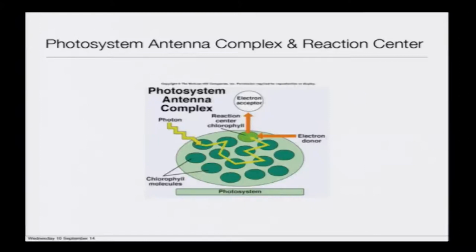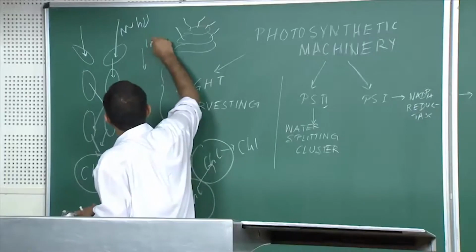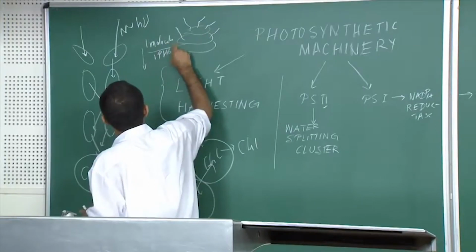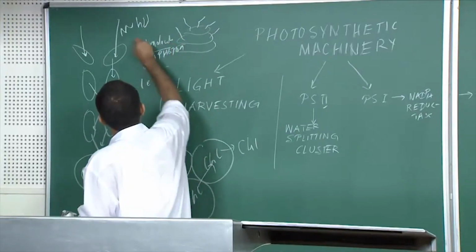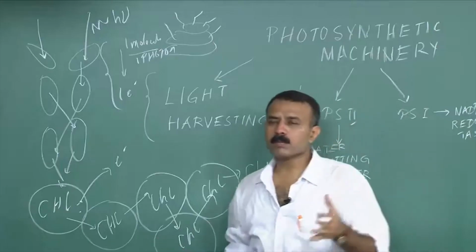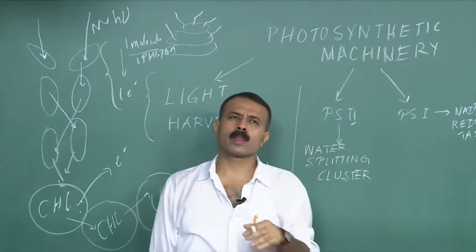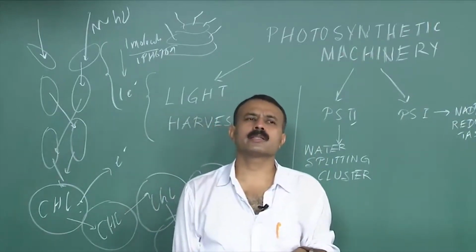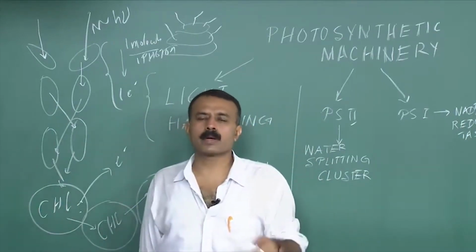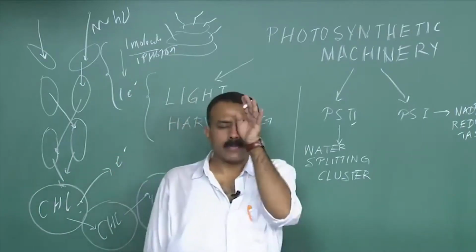Remember, it is never one photon leading to one electron. It is never like that. It is multiple photons leading finally to one activated chlorophyll molecule. You might wonder why nature has designed a system which, from a simple perspective, will sound very inefficient.